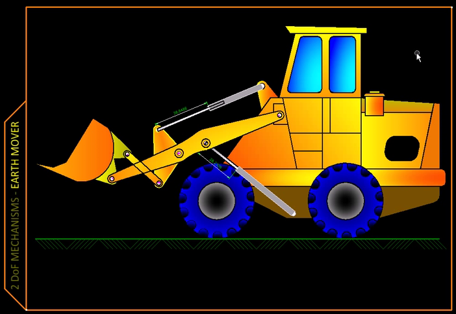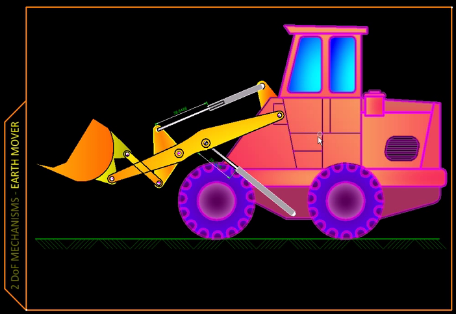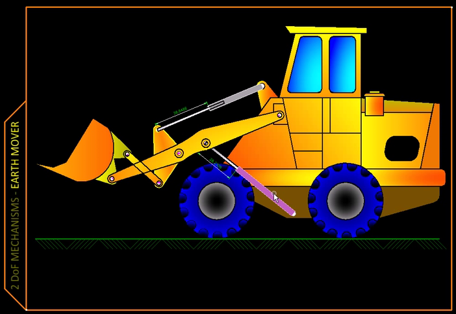Let us count the number of links in this earth-moving equipment. The first link would be the chassis, of course, which will serve as the fixed link. Number two would be this hydraulic cylinder. Number three is the plunger that goes into it. Number four is this long link. Five is the bucket. Six is this small link. Seven, this triangular link. Eight is a plunger. And nine is the cylinder of the second hydraulic cylinder.